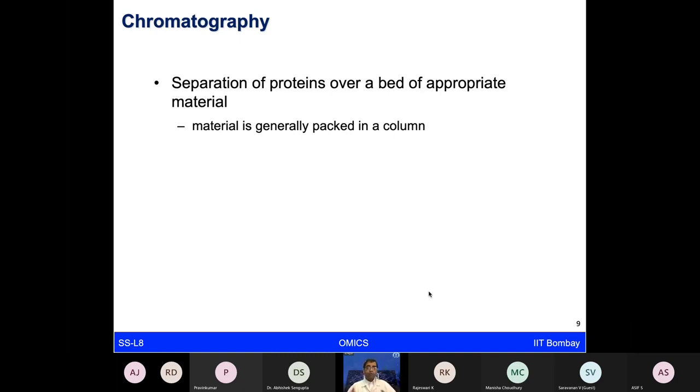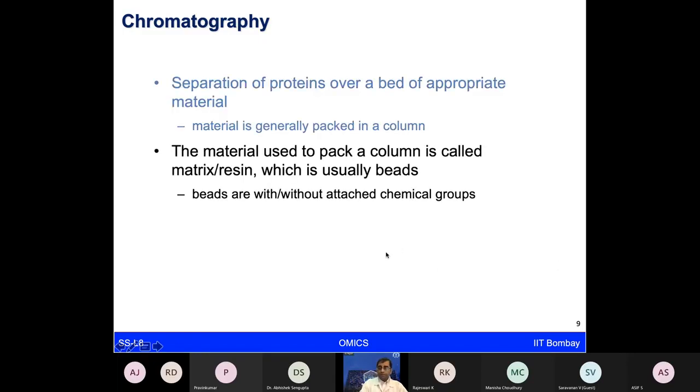So in any of those, you're going to use these columns, which contain some material which is packed, like C18 material in this case, and then you are going to separate your peptides from that particular column. So that was the case which we just used, but this chromatography can be used for a variety of molecular separations.